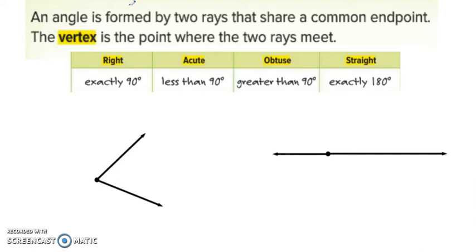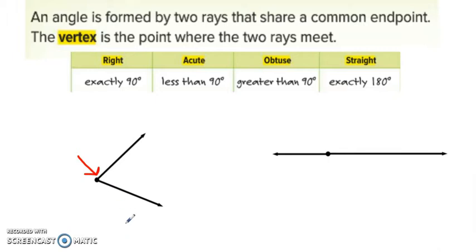An angle is created when two rays share a common endpoint. In this example right down here, this is an angle. Each side of the angle is a ray, and right here where they meet is called the vertex.